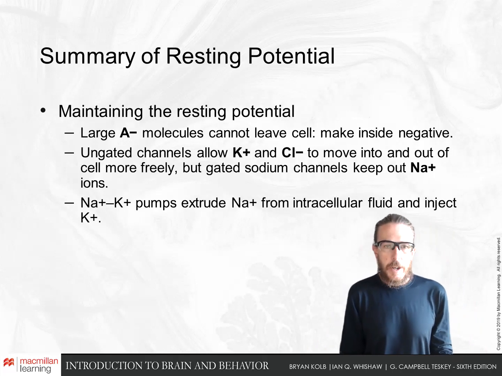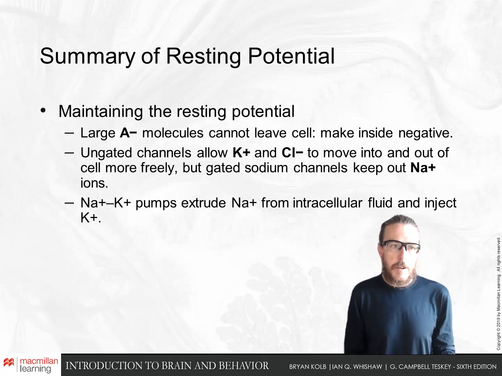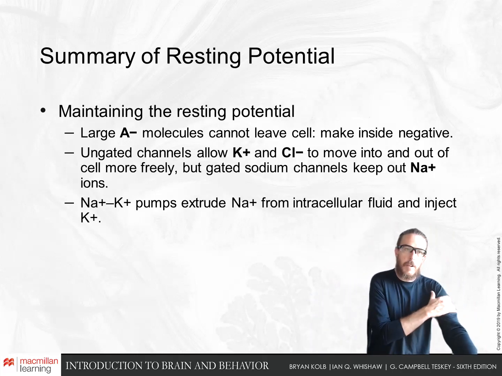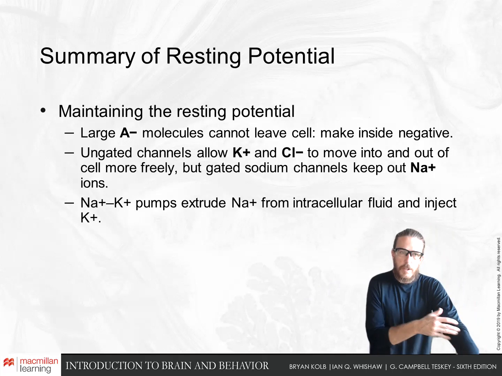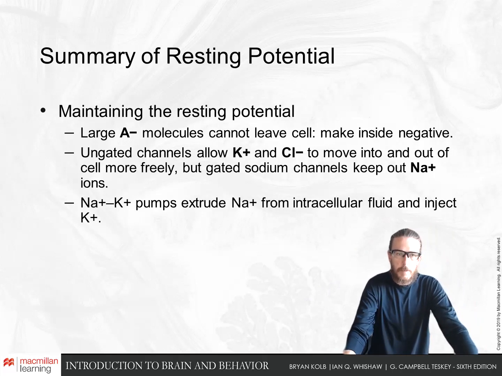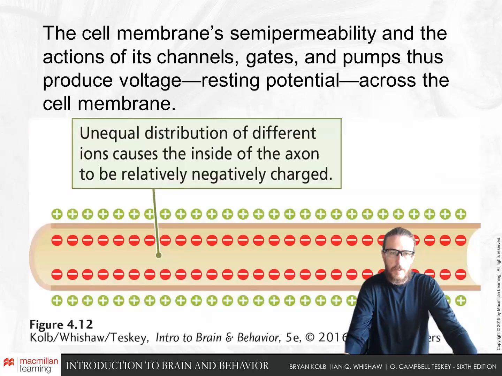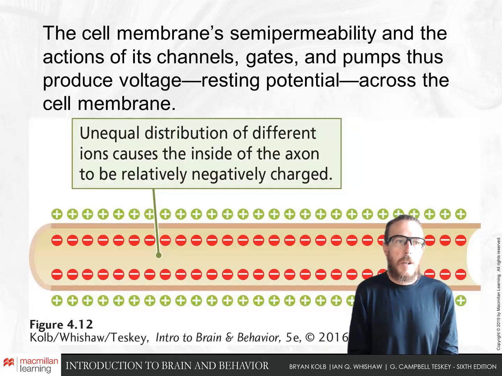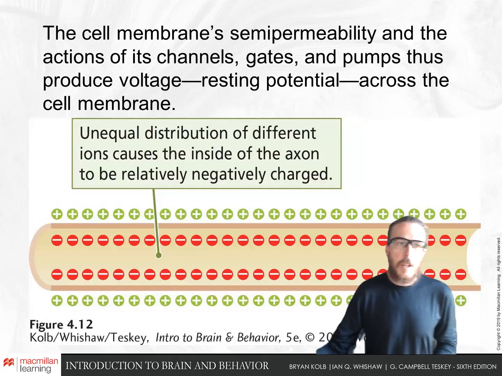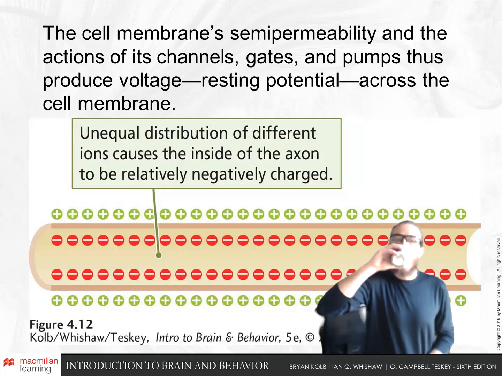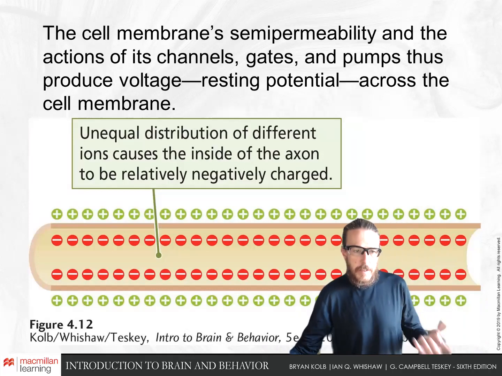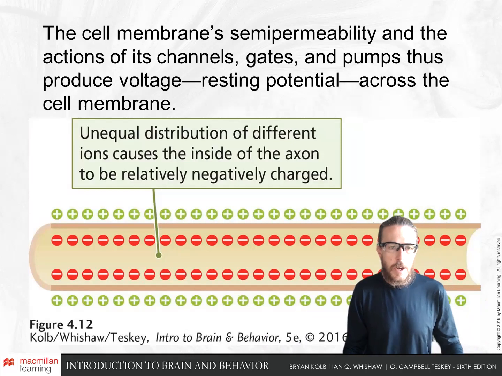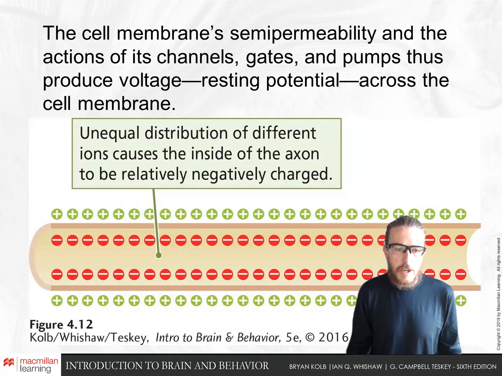So because the large anions can't move, it's negative on the inside. And potassium and chloride move into and out of the cell freely, but the sodium stays out, and sodium and potassium get pumped in and out, as we saw. This is a slide we already saw, just to refresh. So in sum, the inside is more negatively charged than the outside, just like a battery, and this creates potential energy for when the gates open for things to change very quickly.